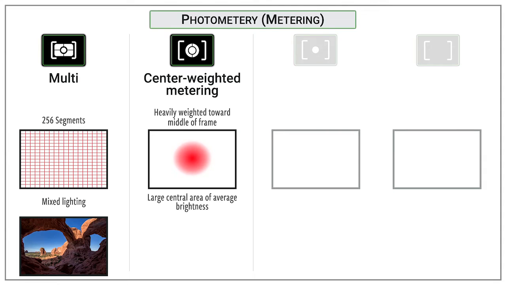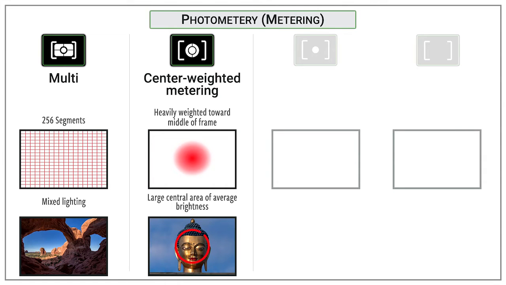The center-weighted mode is a traditional mode that's been on cameras for many decades, and this is where it weights the information that it's reading towards the center of the frame, where your subject is likely to be. And so if you like that, we do have that option.